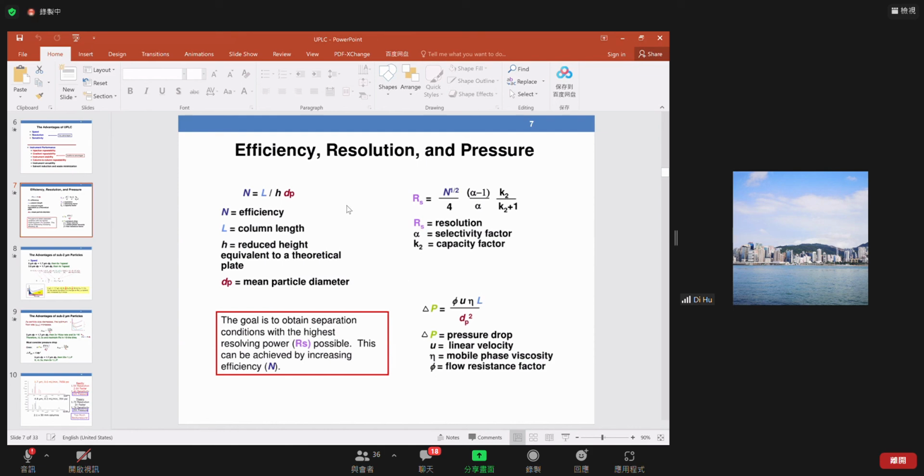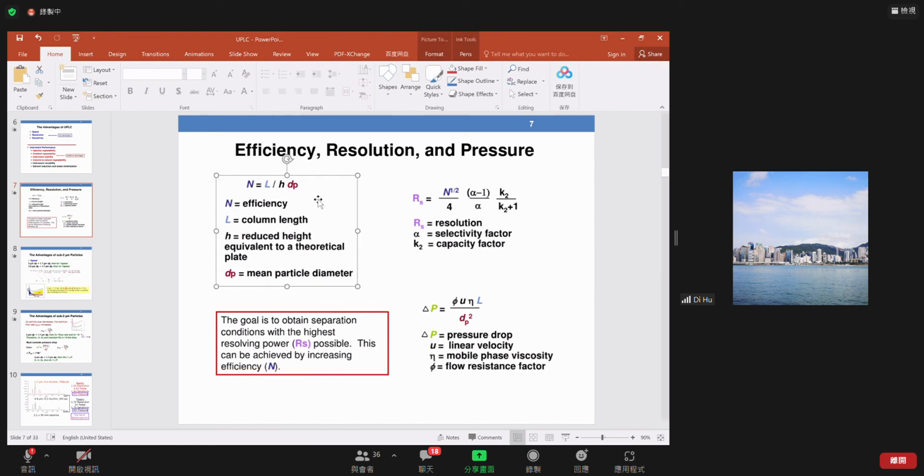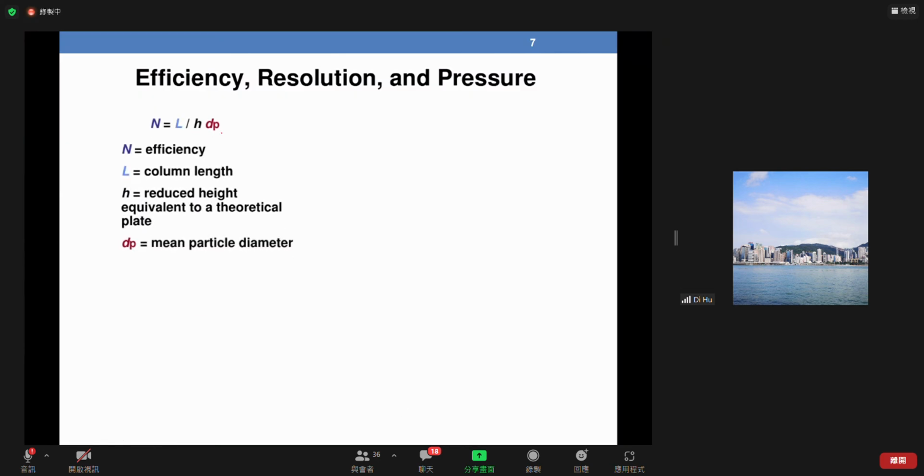You don't really need to worry about the exact meaning of reduced height equivalent to a theoretical plate, because we already know that. So N equals L over H, right? L is the length and H is the plate height, and it's also proportional to 1/dp. Here you just relate the plate height with dp, and there is a parameter in front of dp, so no need to worry too much about that.